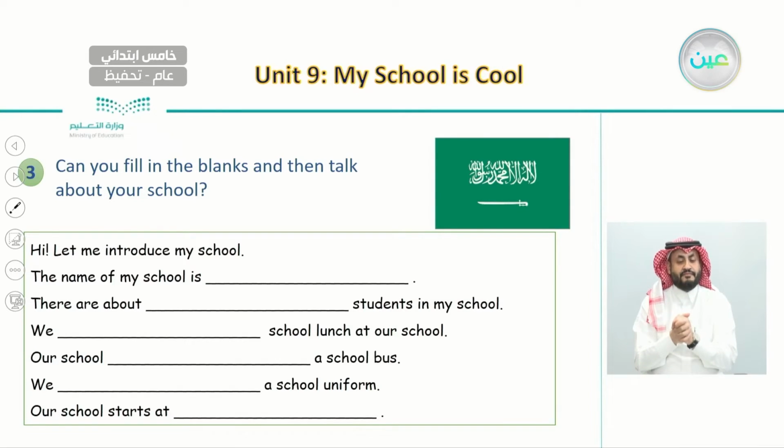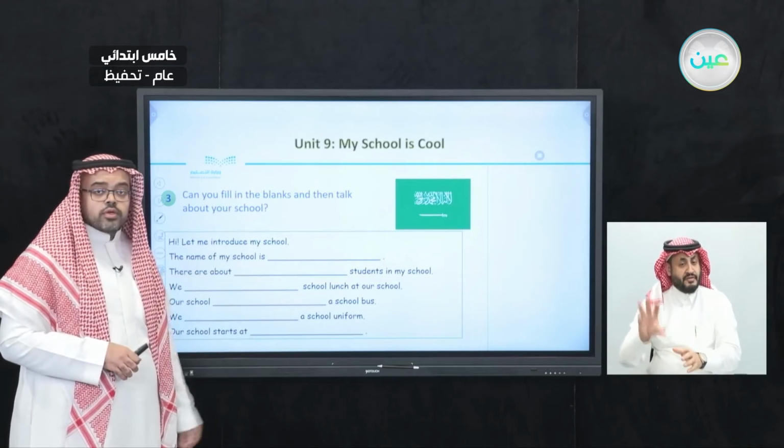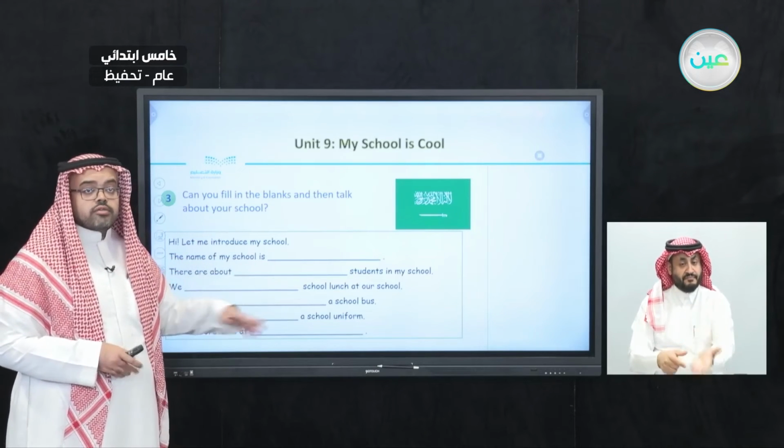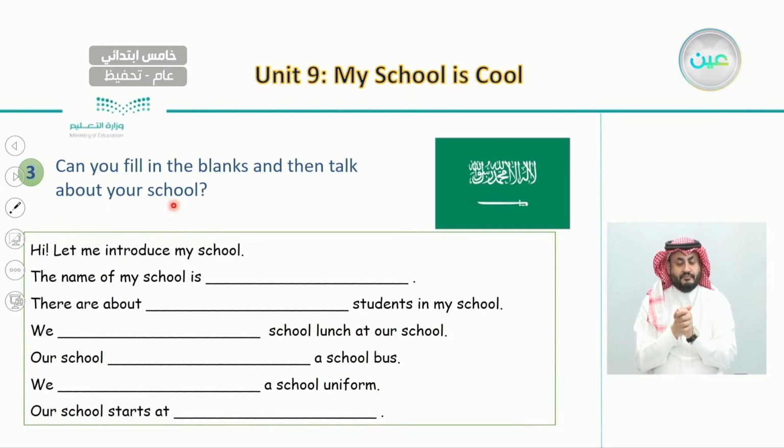So here, as you can see, we have 1, 2, 3, 4, 5, and 6 blanks. And what we need to do here is to fill in these blanks, to write down these blanks. For what? For information about our school. So let's read what kind of information this question asks us to fill in, and then we can give many examples about what we should write.